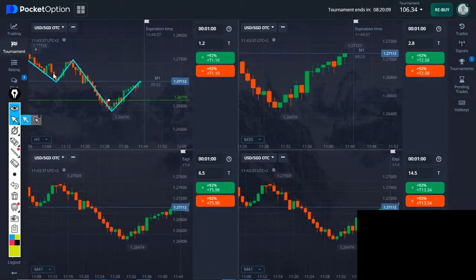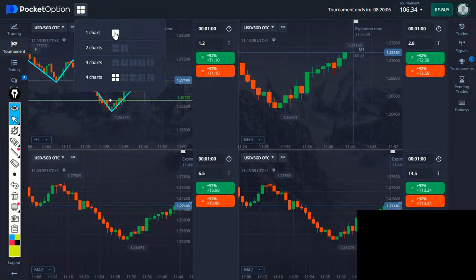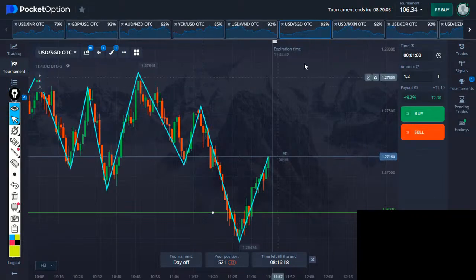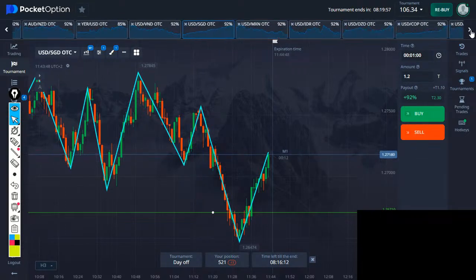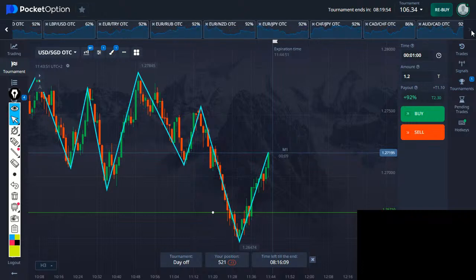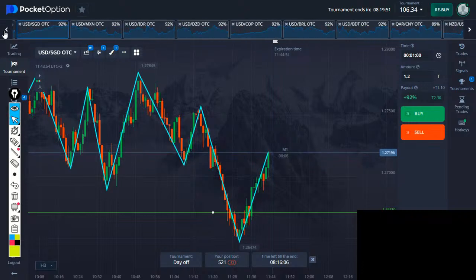If you logged in right now, it's good to see how I select the pairs that I will be using for my martingale system. Let me remove all the pairs below 92% payout or 90% payout. Okay, we have a lot. Perfect. So let's see.